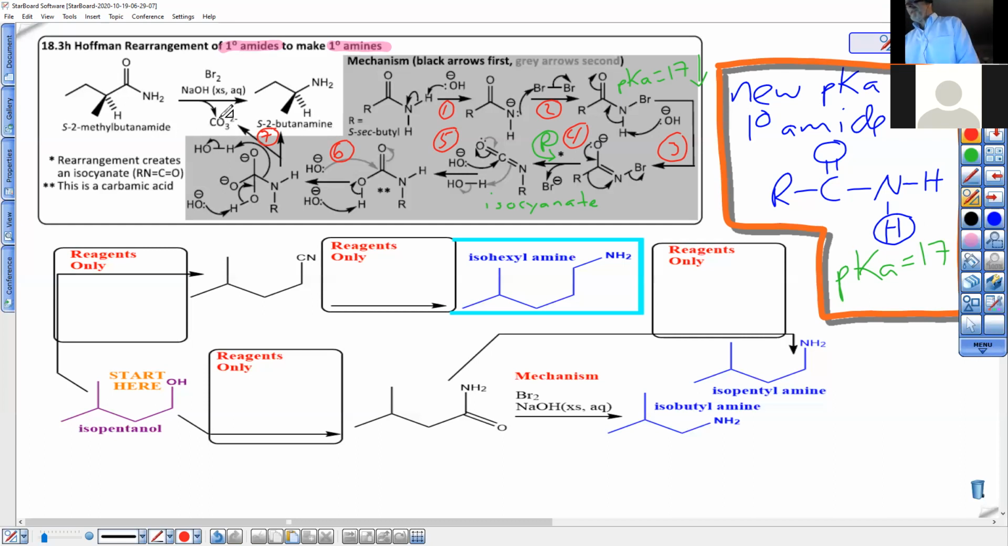Where'd the carbon go? Well, it's part of carbonate. Overall, the process is viewed as a decarbonylation. I will write that down. You've never heard that word before. Decarbonylation.